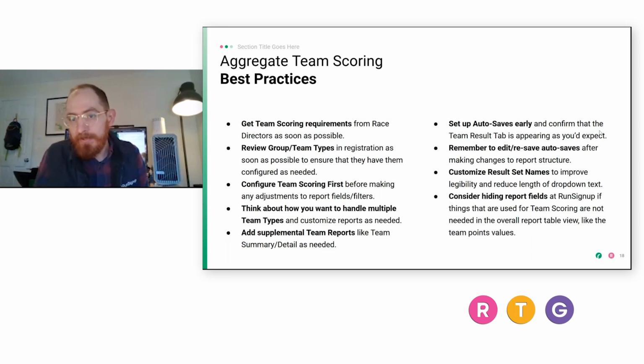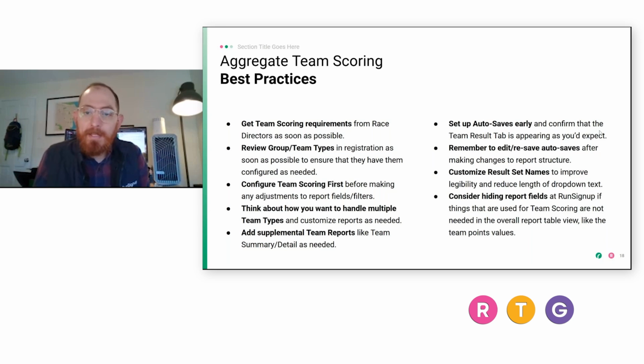Next, set up autosaves early and confirm that the team result tab is appearing as you'd expect. It's always a good idea to just set this up without results, just create the result sets. There's no harm in setting things up in advance. The results tab will show up and the result sets will be there for you, but no results are going to show up until you actually publish or start importing results.